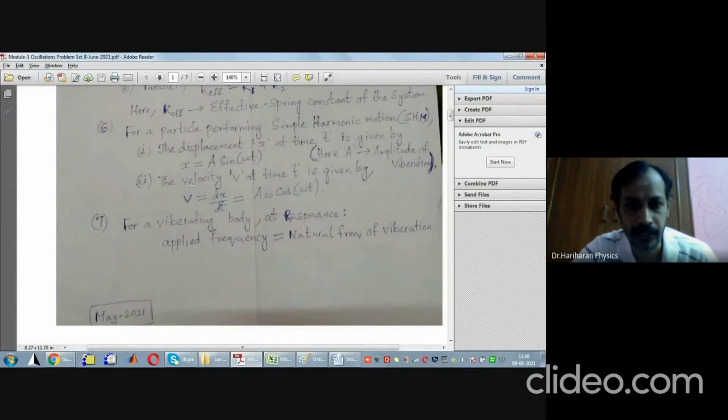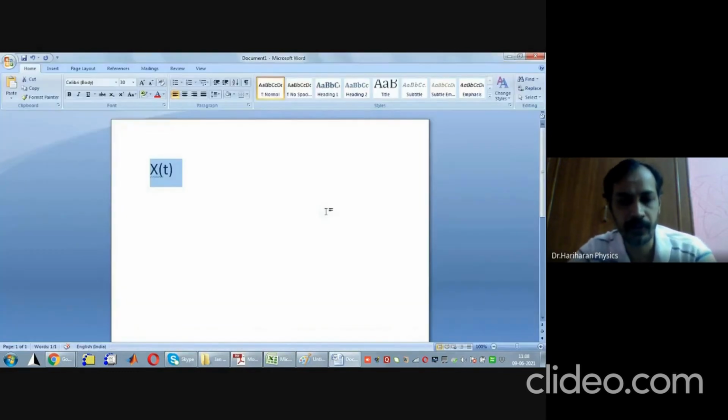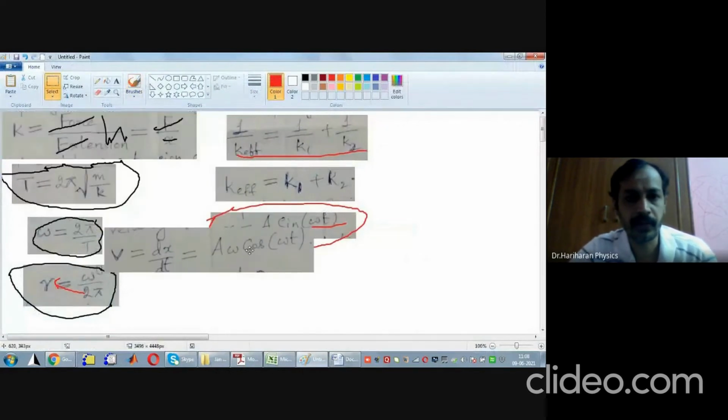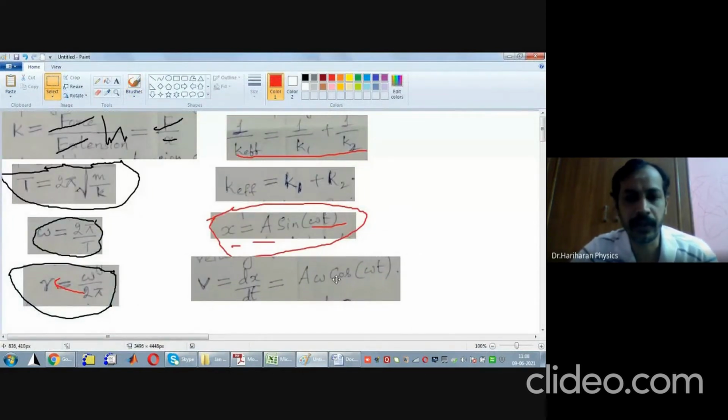So the velocity of the particle at any instant of time is v is equal to dx by dt, which is equal to a omega into cos of omega t. What is the velocity of the particle that is executing simple harmonic motion? If this is the displacement of the particle, the velocity has to be this.